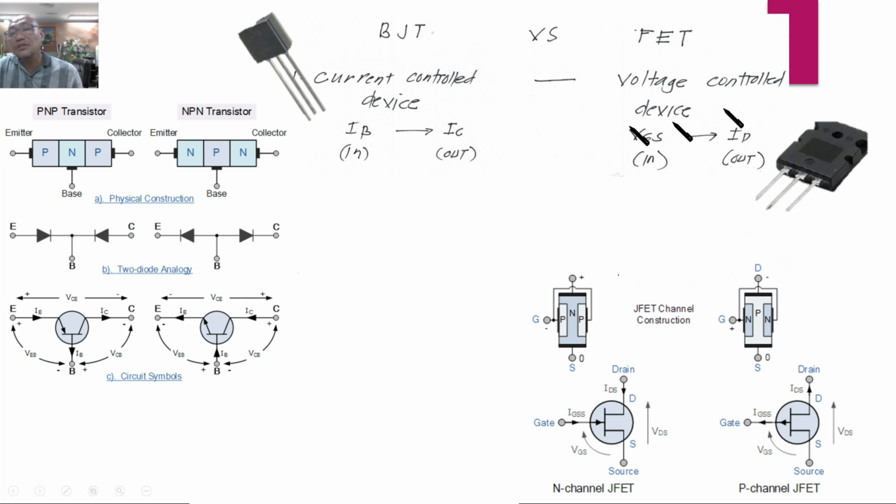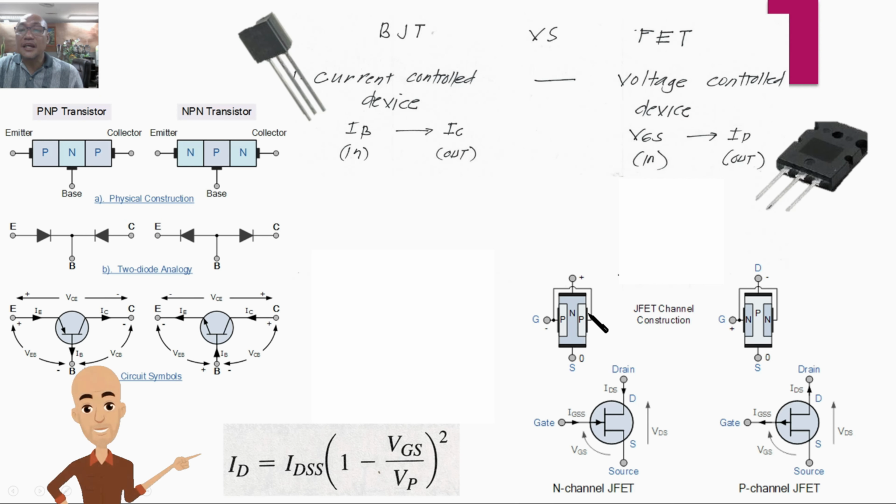Why? Voltage controlled device because the current ID in our output this time is dependent on an input voltage which is VGS. This relationship this time is defined by our Shockley equation. ID is equal to IDSS times (1 minus VGS over VP) quantity squared. With this, we can see that the current at the output, which is ID, is being controlled or is dependent upon a voltage VGS, which is at the input.